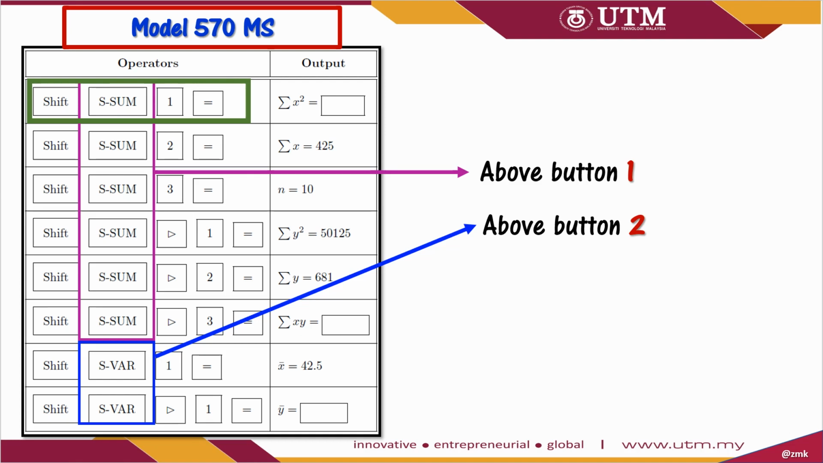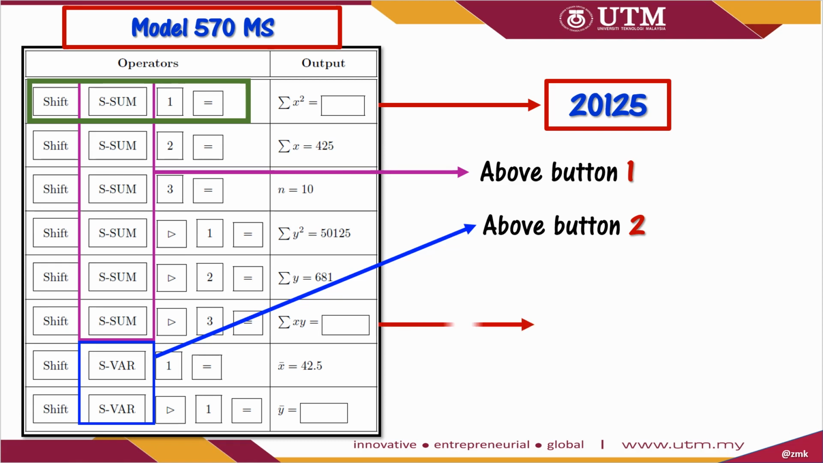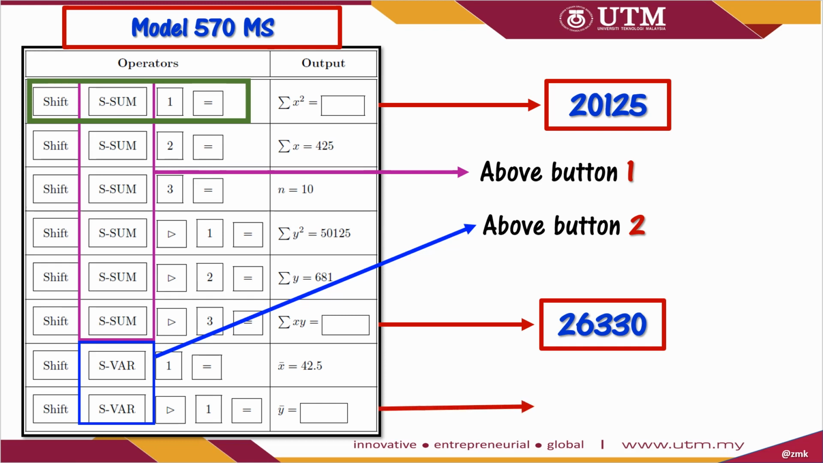Please check if you get the sum of x squared value equal to 20,125. You can also check other values like the sample size denoted by n, the sum of y squared, and so on. Please check if you get the sum of x times y is 26,330, whereas the sample mean for y is given by 68.1.